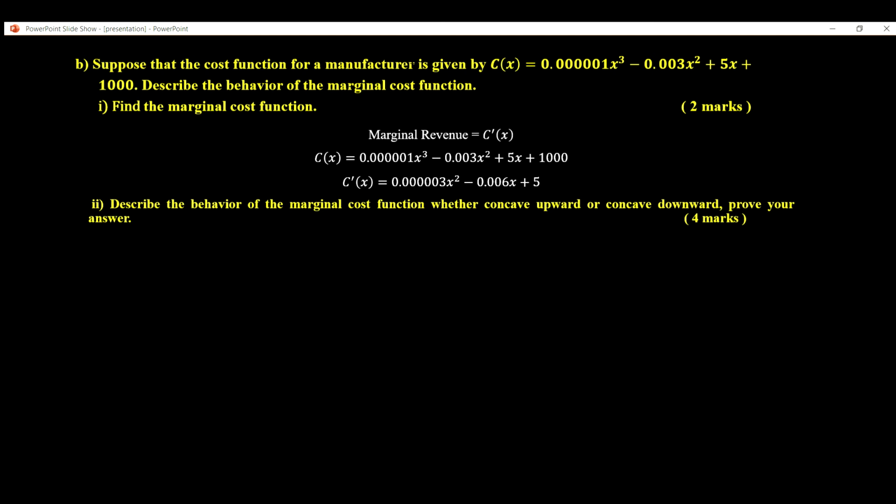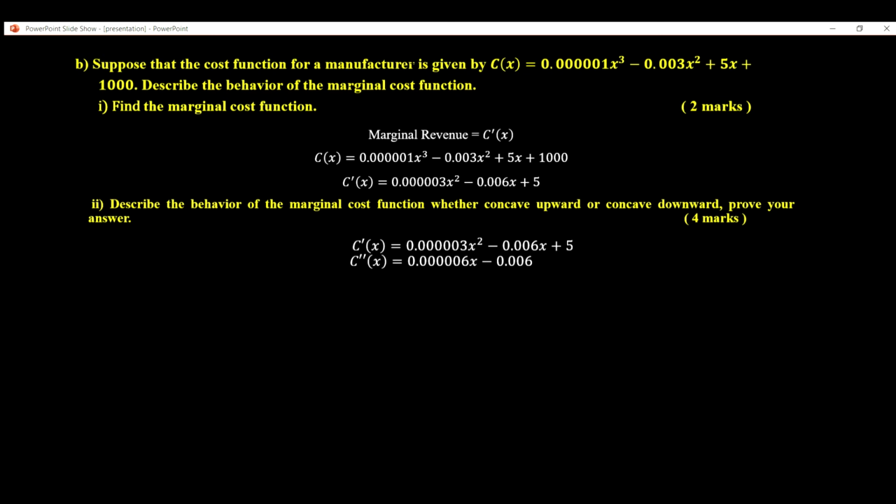For part 2, we have to describe the behavior of the marginal cost function, whether it is concave upward or concave downward. Actually, the method used in this question is almost the same as the solution in part A, so we use the same steps. First of all, to determine the concavity, we have to find the second derivative. We got the first derivative already, so we differentiate the first derivative to become the second derivative.